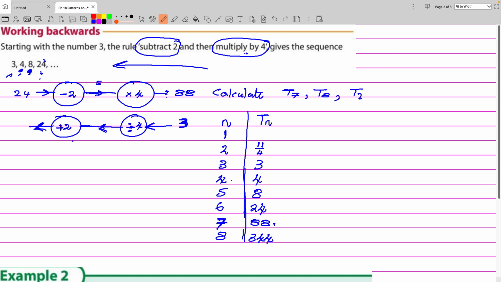Sir, how did you get 11/4? Huh? How did you get 11/4? Right, get your calculator out.